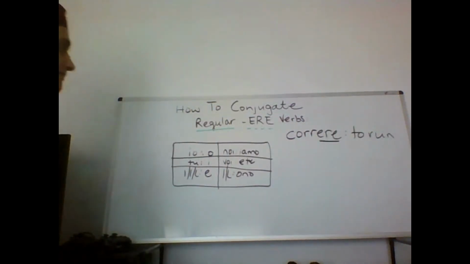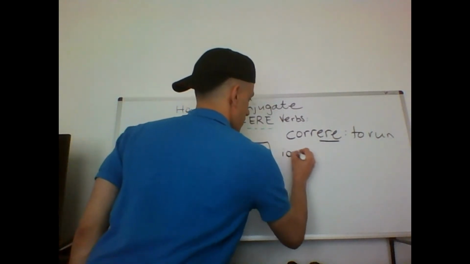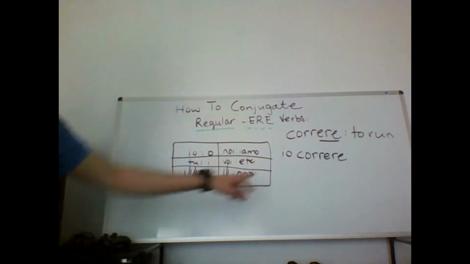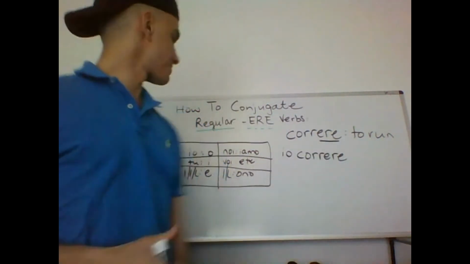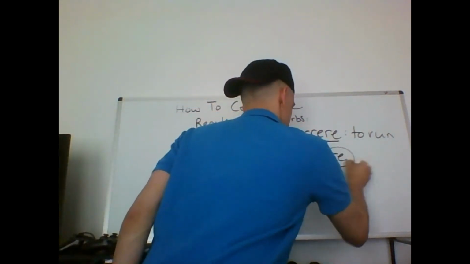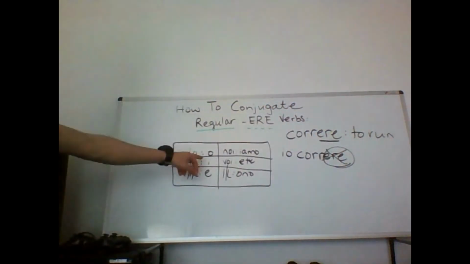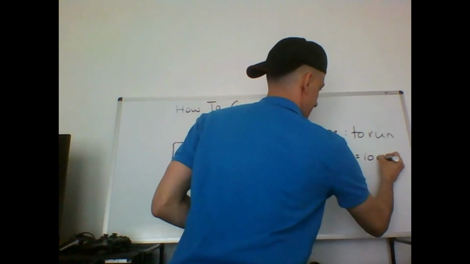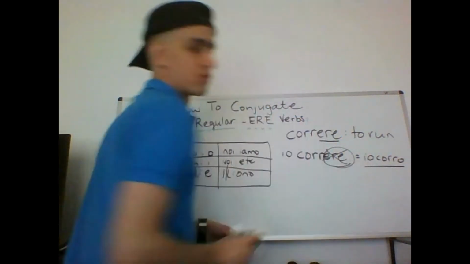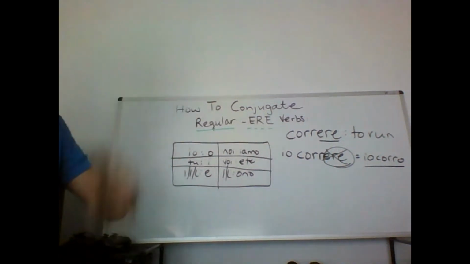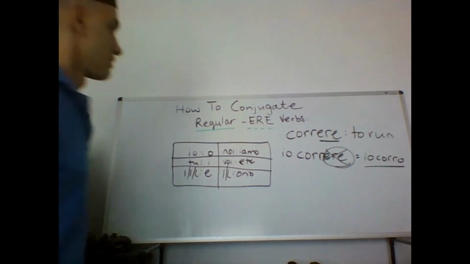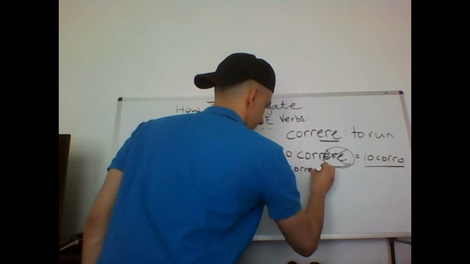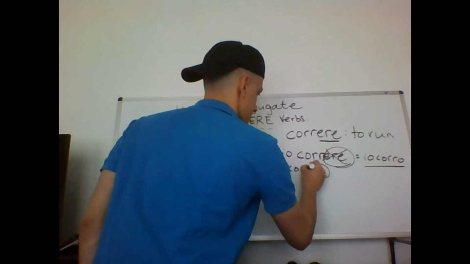All we have to do, io, right? I'm going to show you. Io correre, I to run. That doesn't make sense. So what do we have to do? Get rid of that. And then just affix the ending. I run. Io corro. I run. And we're going to have tu. What are we going to do with this? Just get rid of that.